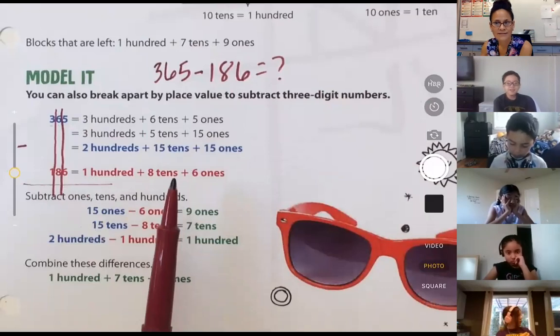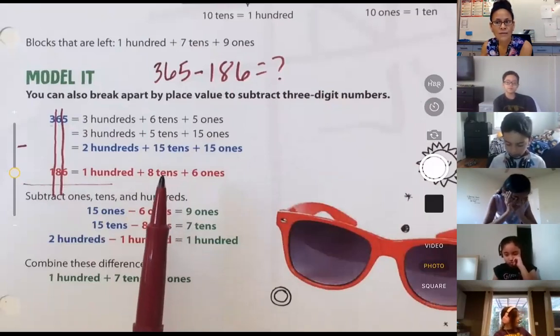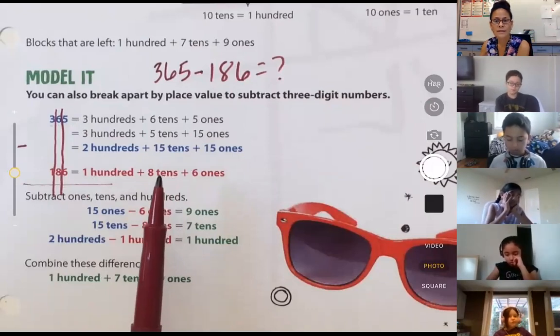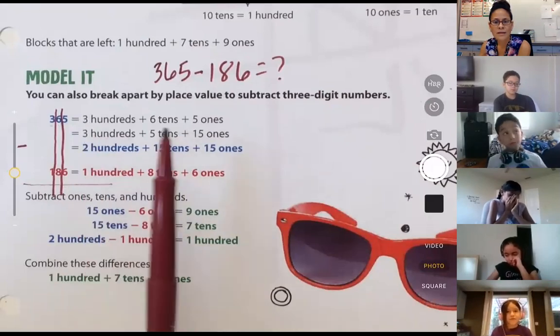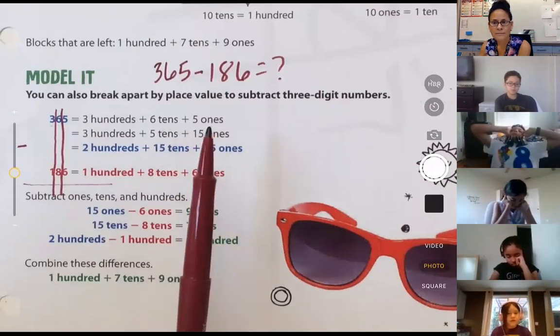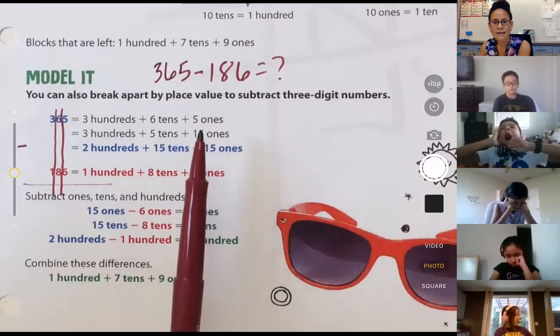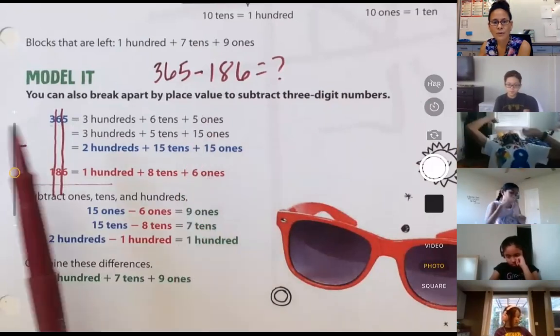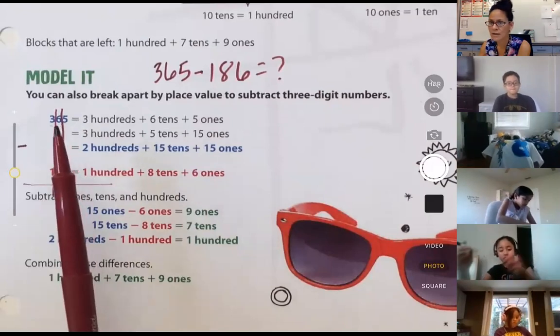Now, my friends, again, how do you know you did the breaking apart correctly? You simply add up each time you broke apart. Each one of these 3 examples must total 365. If it does not, you did not break apart correctly.